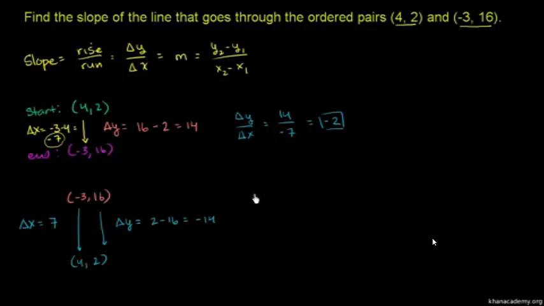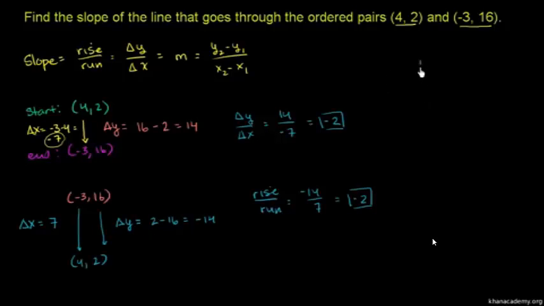This was our run. So if you say rise over run, which is the same thing as change in y over change in x, our rise is -14, and our run here is 7. So notice, these are just the negatives of these values from when we swap them. So once again, this is equal to -2. And let's just visualize this.